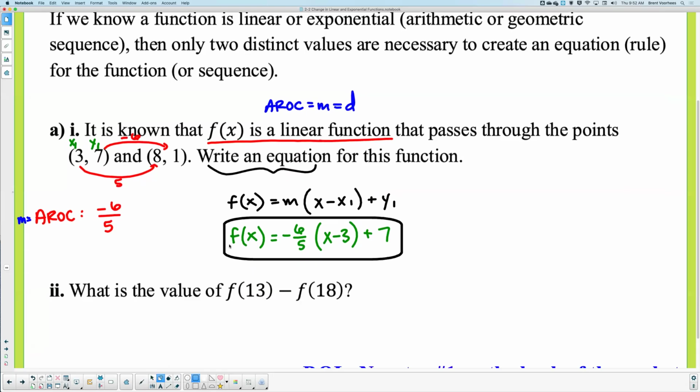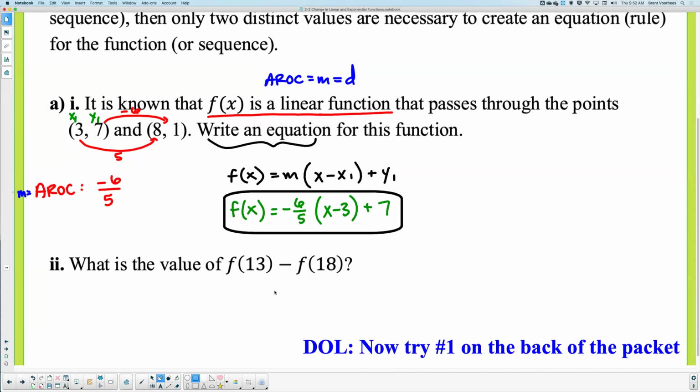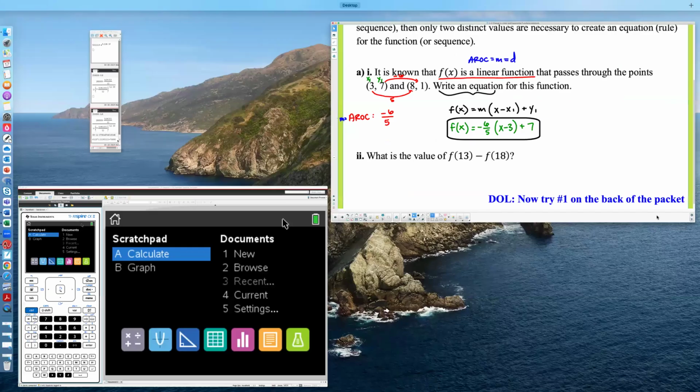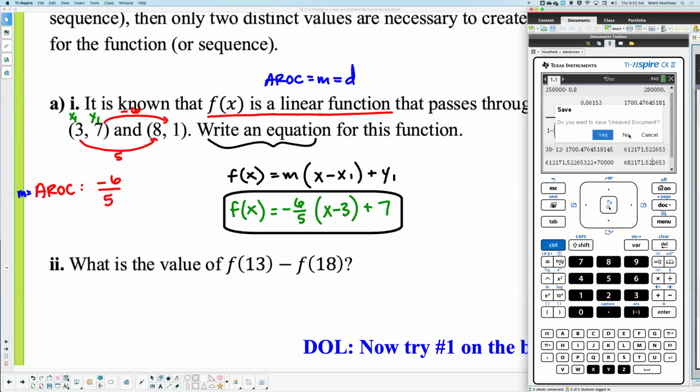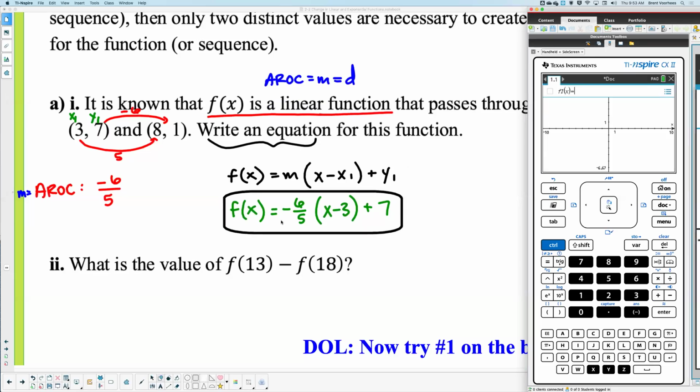Now, what I'm going to do here, this part 2, you'd be allowed to use a calculator on this part. So before we move on to this DOL, I'm going to remind you how to use your calculator on this. So open up your calculators, please. Go home screen, new document. Home screen, new document, don't save. And I want you to add a graph. Now, this problem has nothing to do with graphing, but I want to store this equation of f of x.